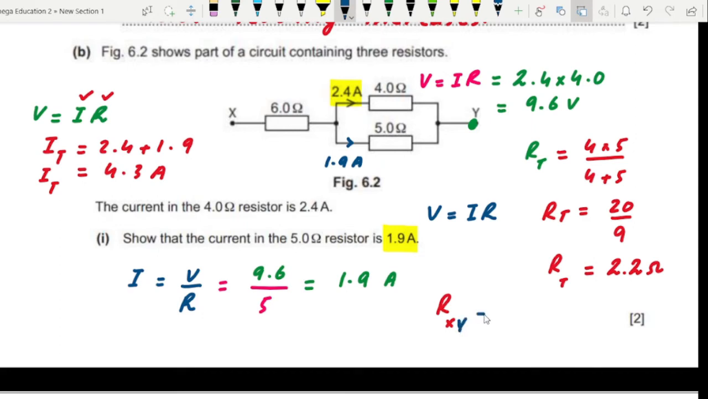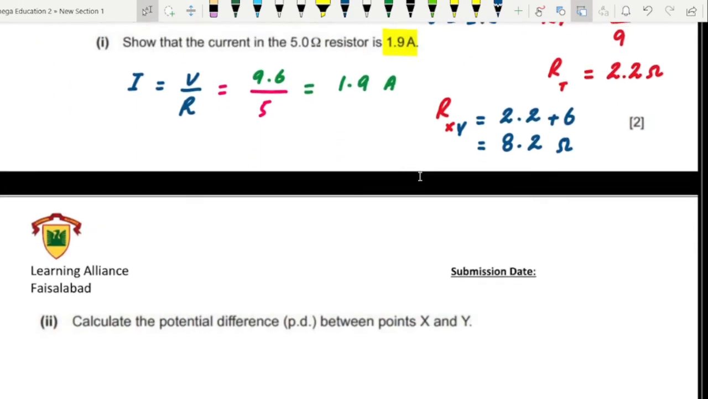The EMF of the battery is E. What is EMF? The definition has to be memorized, 2 marks. The keywords in the definition are: the work done or the energy supplied by the unit charge passing through a complete circuit. We have the value of total resistance, and we do have the value of the total current. It would be very easy to find the value of potential difference. So the EMF of the battery is E.